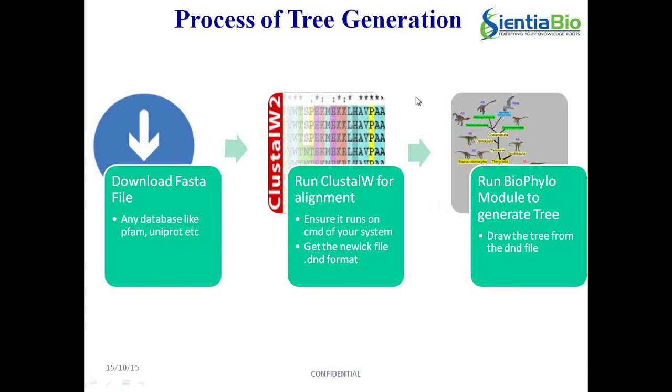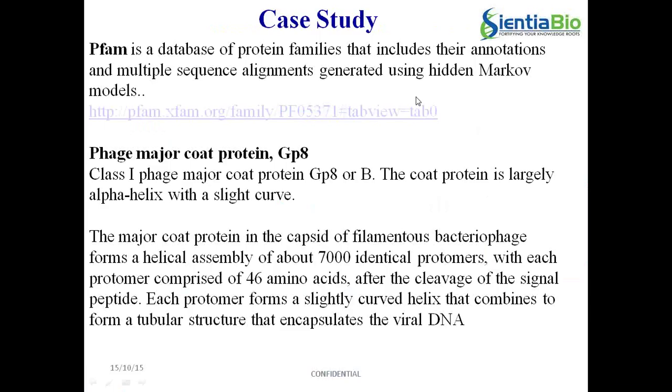To showcase this demo, we are going to pick up a protein called PF05371, and it is available in the PFAM database of protein families. It's basically a phage major coat protein called GP8 or B. And let's go and visit this link.